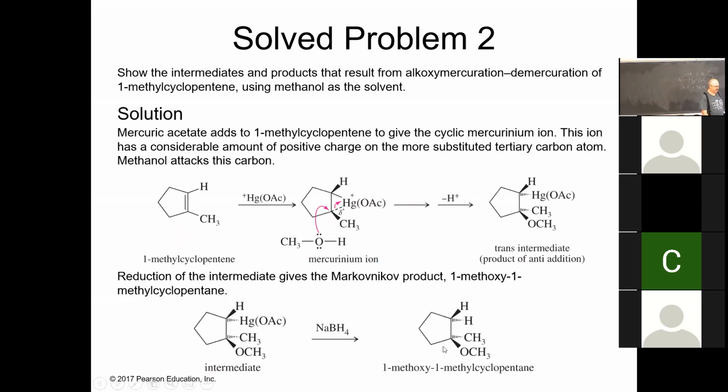Okay, if we were attempting to prepare this compound, 1-methoxy, OCH3 is called the methoxy group, 1-methoxy-1-methyl cyclopentane, we could start out with 1-methyl cyclopentene using mercury(II) acetate and methanol and sodium borohydride. This would give us the correct isomer.